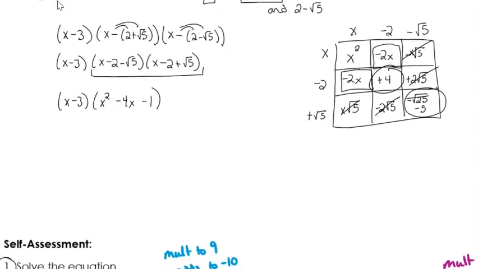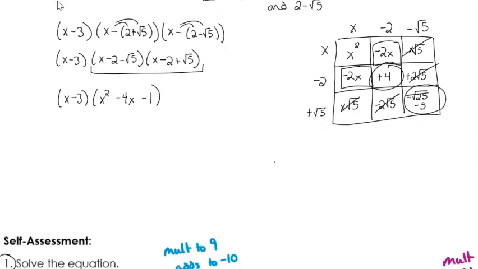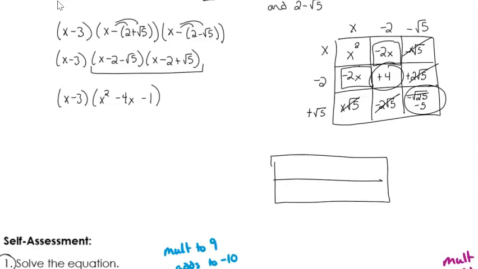All right, so now from there, you multiply the last two, which don't have square roots, so they're much easier to multiply. So I'm going to do x minus 3 times x squared minus 4x minus 1. All right, so I just go ahead and multiply through like we've practiced.